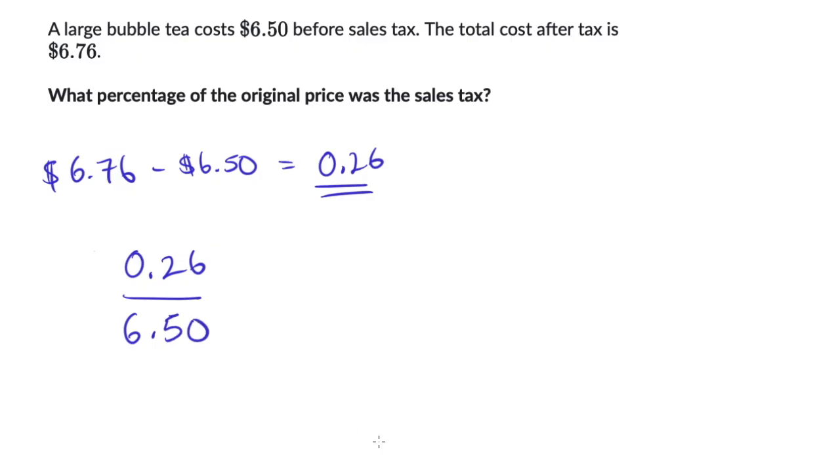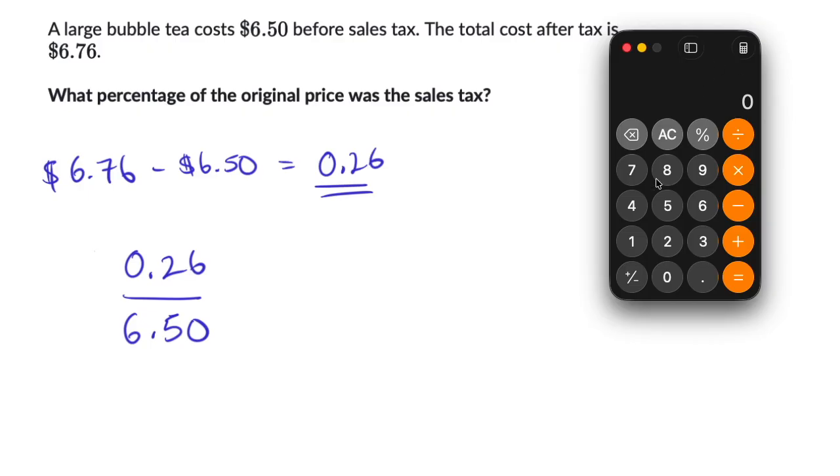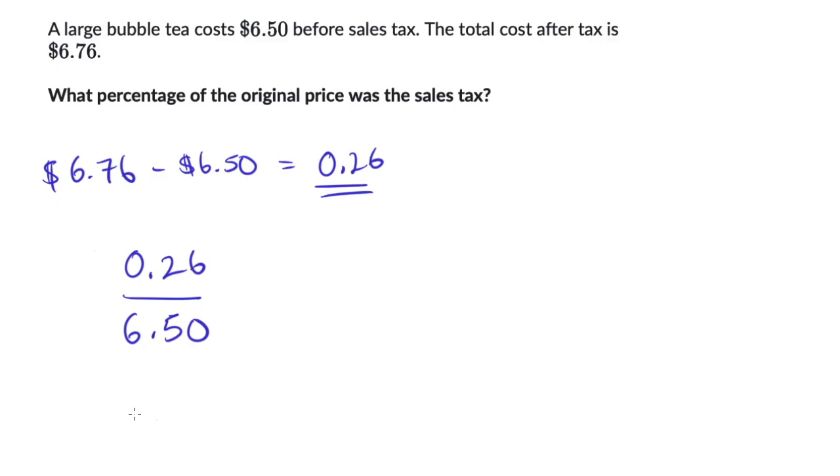And actually, I'll get a calculator out for that. We could do it with some long division, but this will be a little bit faster. So 0.26 divided by 6.5 is equal to 0.04. So this is equal to 0.04, which is equal to 4%. And we're done.